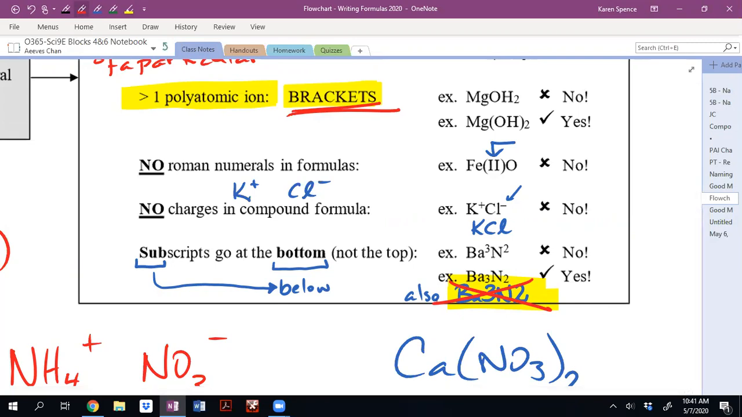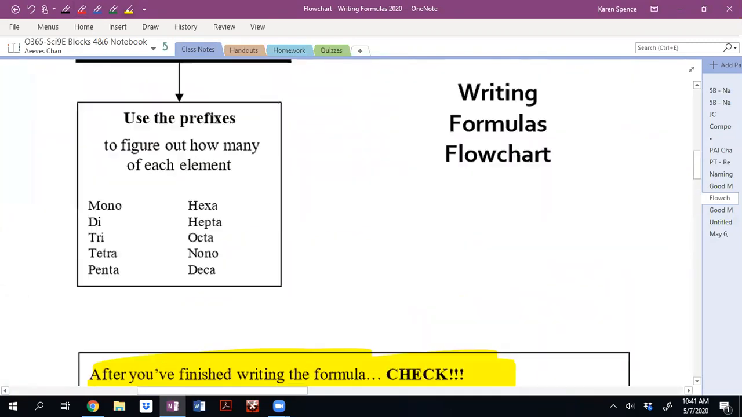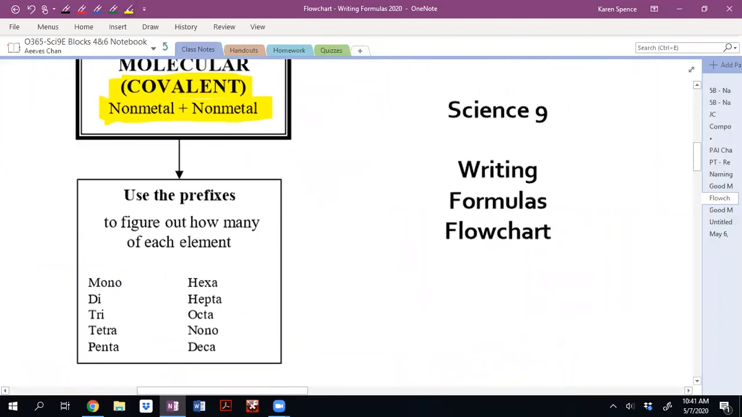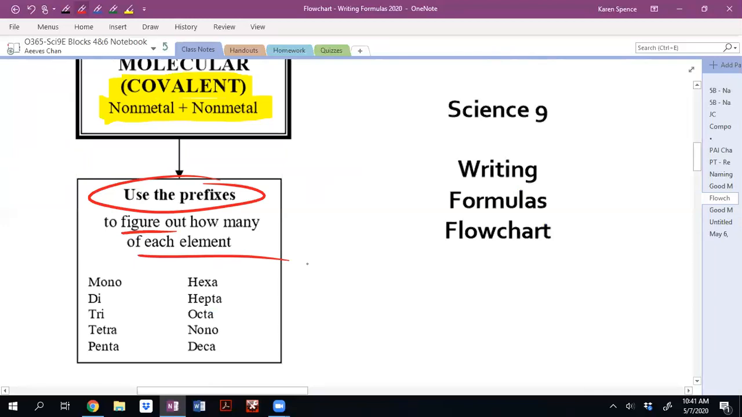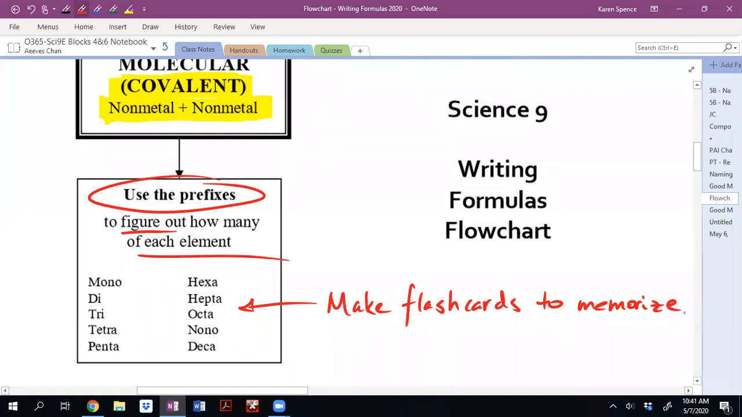Whew. Okay, we didn't talk about the covalent ones, but we just talked about those today. So you're just going to use the prefixes to figure out how many of each element. Don't forget to memorize your prefixes. If you have not yet done so, make yourself flashcards, okay, to memorize them. I know these seem like silly little things. You can do online flashcards, you can use like flashcards, anything like that.